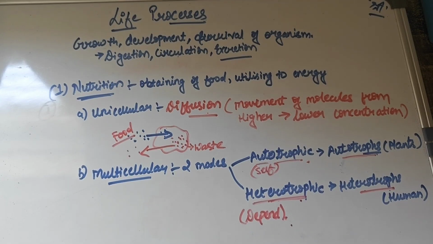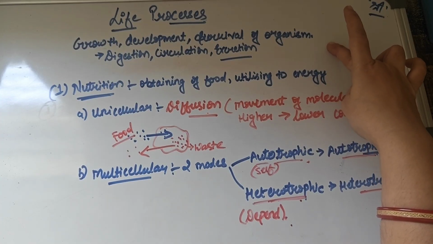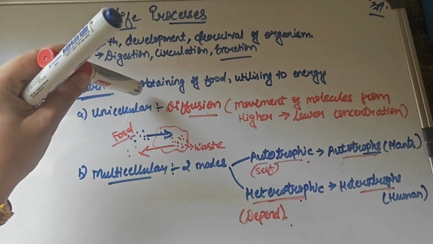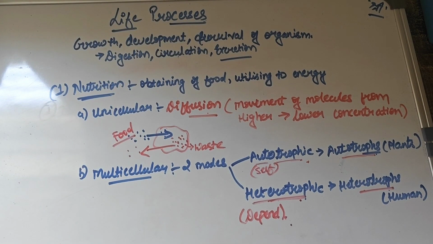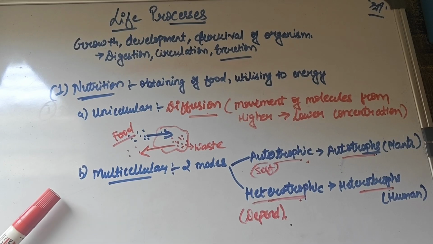So this is the introductory video about life processes that we have talked about today. We have understood what life processes are, important for survival, growth and development. In this chapter, the first concept we have covered is nutrition, the process of obtaining food and then utilizing that food to obtain energy. Then we have seen how nutrition takes place in a simple unicellular organism, and in multicellular organisms, the ways through which they obtain energy from food: the autotrophic and the heterotrophic modes of nutrition.